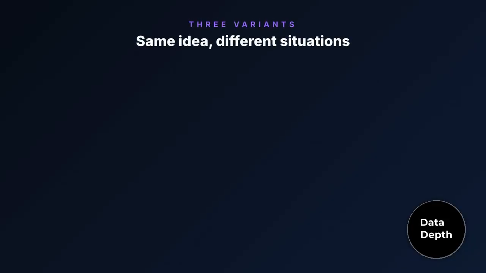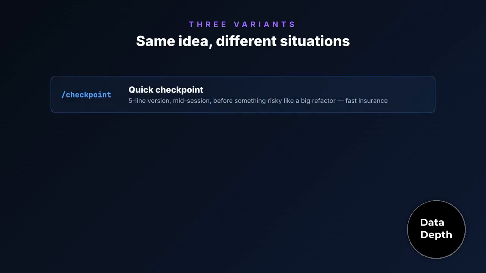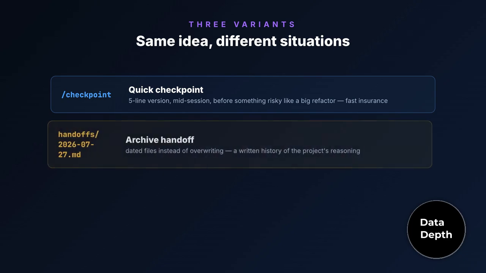Variant 1, the quick checkpoint. A 5-line version you run mid-session before something risky, like a big refactor. Fast insurance. Variant 2, the archive handoff. Instead of overwriting one file, write dated ones into a handoffs folder. Handoffs/2026-7-27. Now you have a written history of the whole project's reasoning, which is genuinely useful months later.